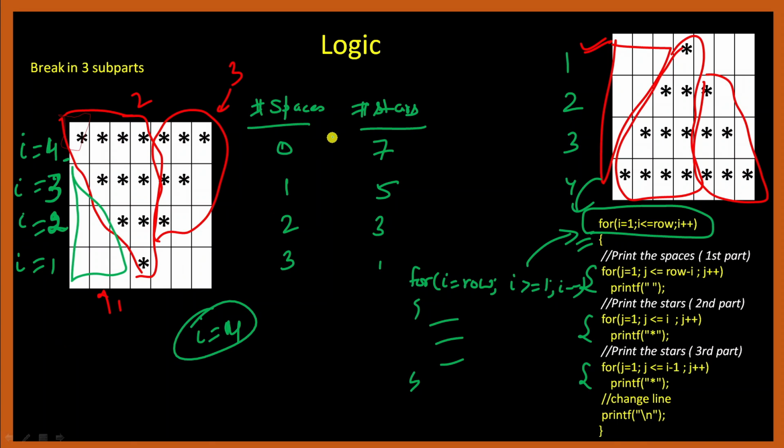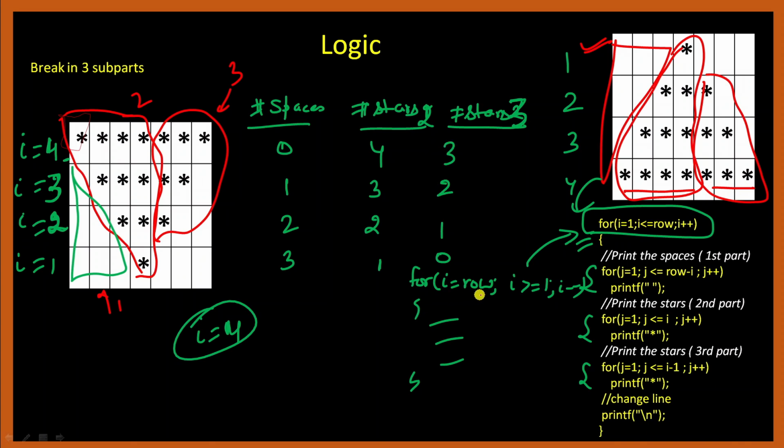See here I have written the number of stars for the first part. I should write like this, the number of stars for the second part, and for the third part. So in the fourth row, as you can see here also, there are no spaces. There are 4 stars in the second part and 3 stars in the third part. Same thing here also.